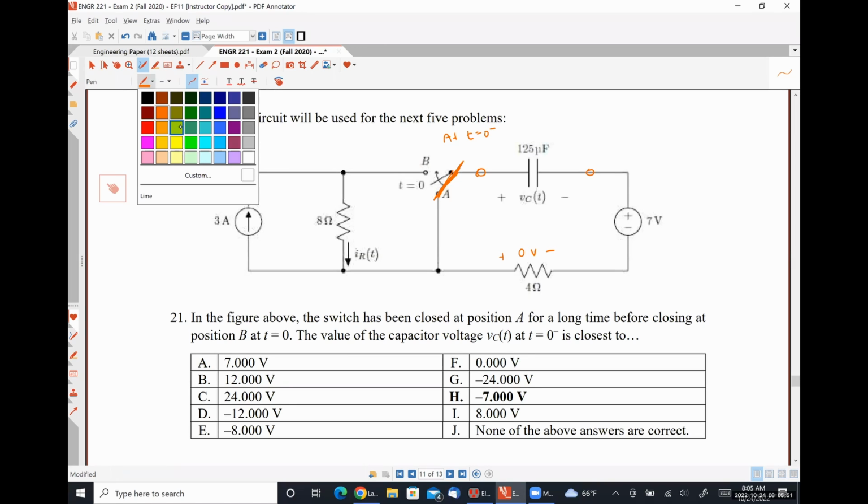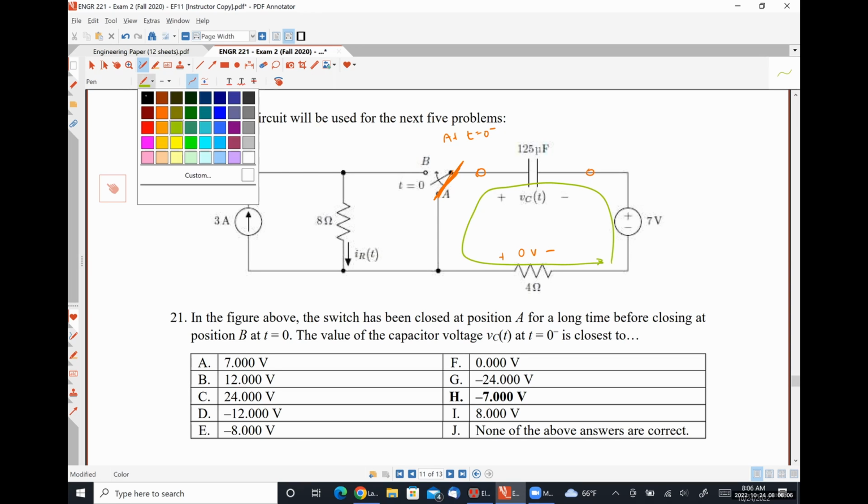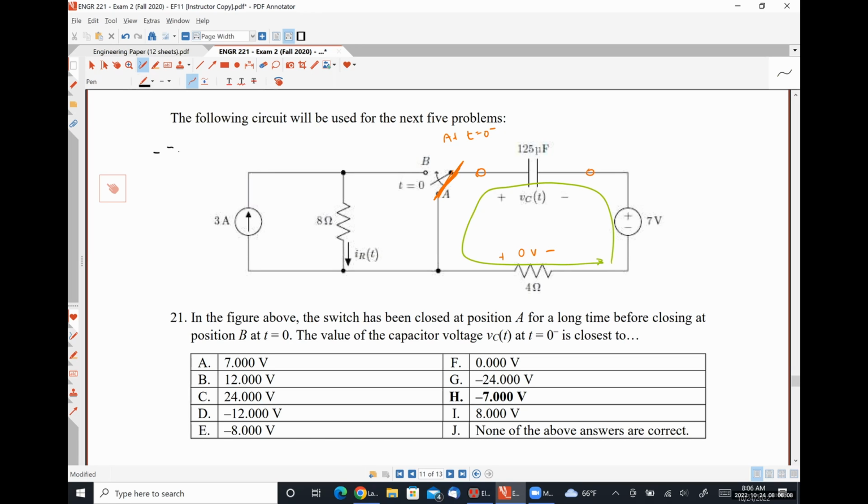So if we were to write a Kirchhoff's voltage law equation around this loop, we would have -7 minus VC is equal to 0. So -7 minus VC is equal to 0. VC is equal to -7, and we're done.